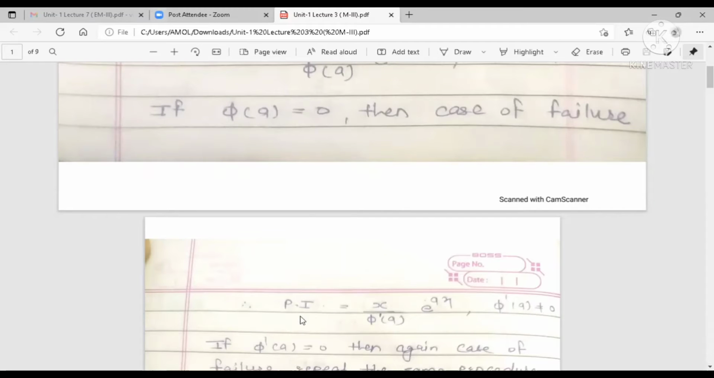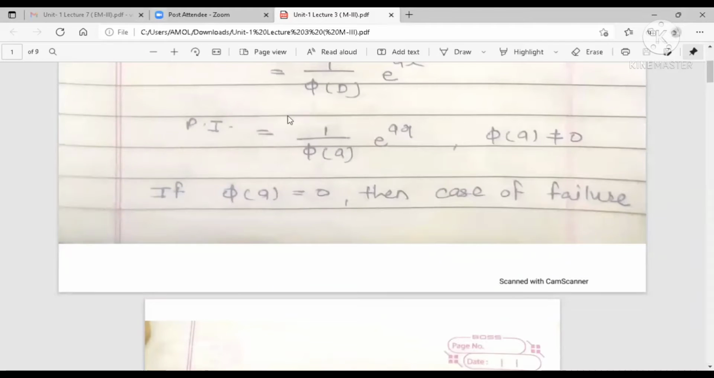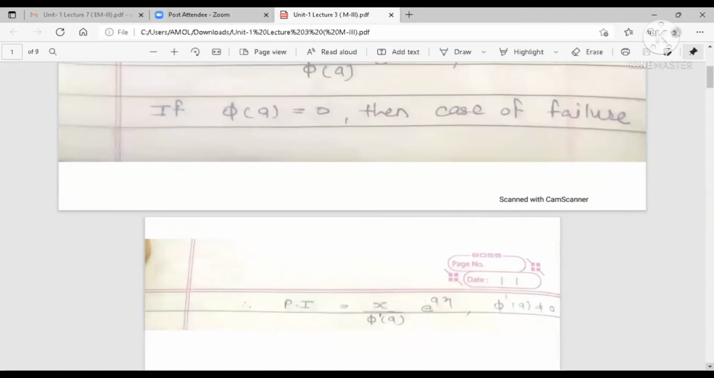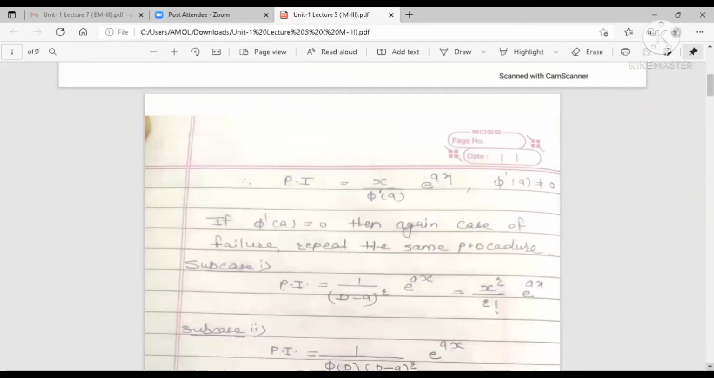Then the formula is: PI is equal to, you multiply the numerator by x, and then take the derivative of the denominator. Your denominator is phi of D. You take the derivative of the denominator, means the derivative will be phi dash of D. And after taking the derivative of the denominator, you replace that D by a. So the term will be phi dash of a, and the function as it is, e raised to ax. So your PI is x upon phi dash of a into e to the power ax.